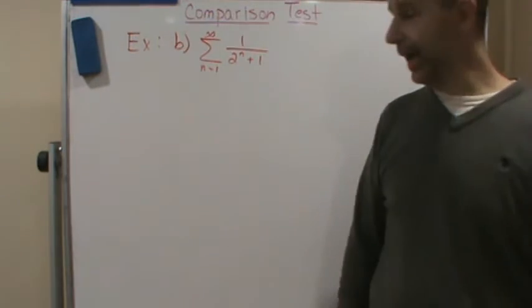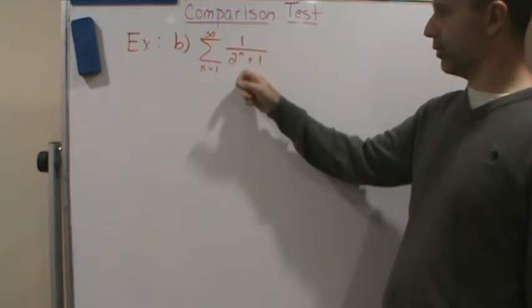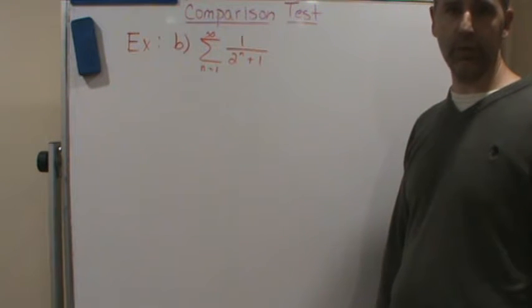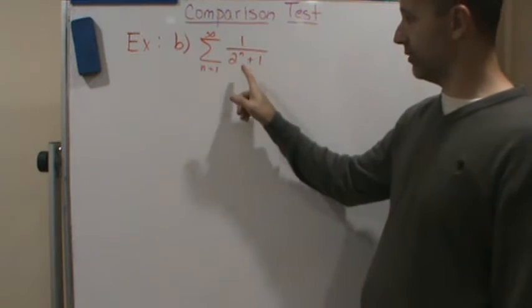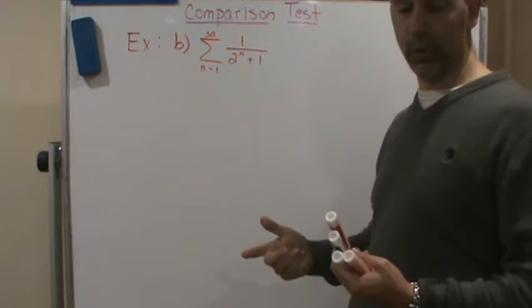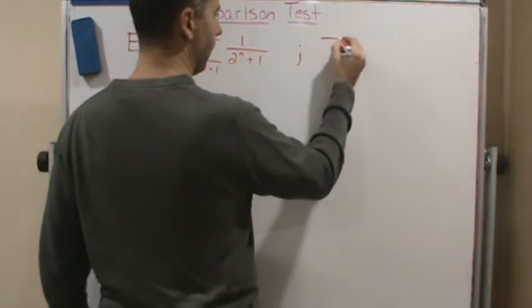Okay, so like in the last example, let's look at this one. This is the one we want to determine whether it converges or diverges. Notice this is very similar in behavior to 1 over 2 to the nth power. So let's compare it to that one.